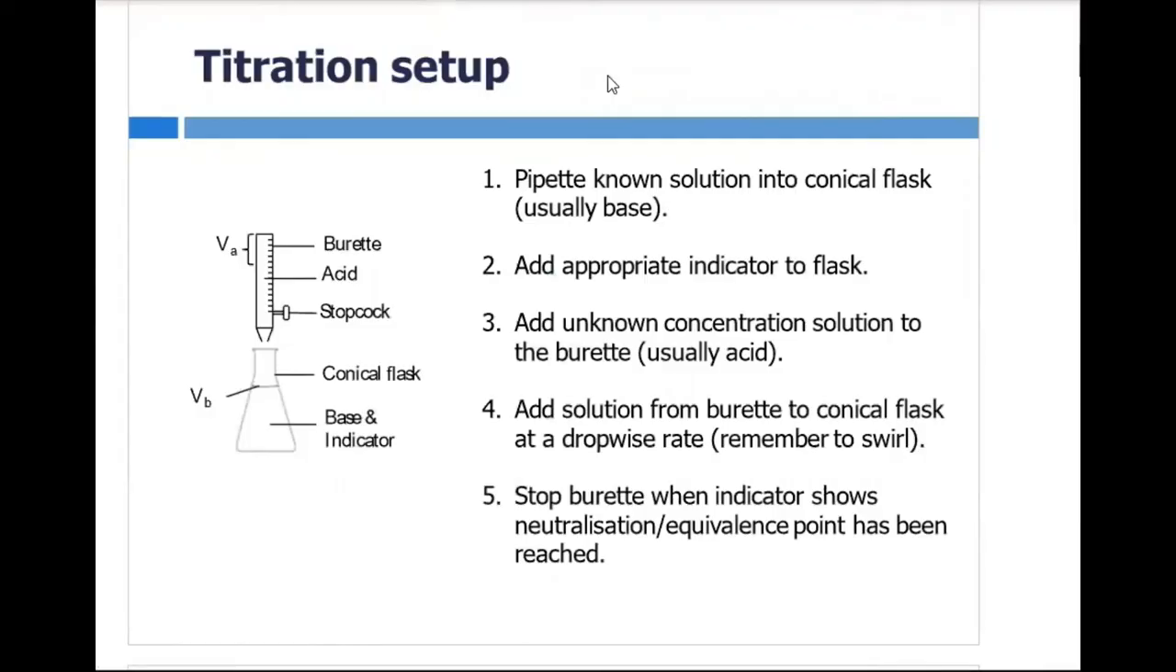With regards to the setup, this is something you need to study. You have to make sure that you understand. If I say study, read through it, understand it, and remember it. Okay, you don't want to be in a prac and then ask, what is a burette?